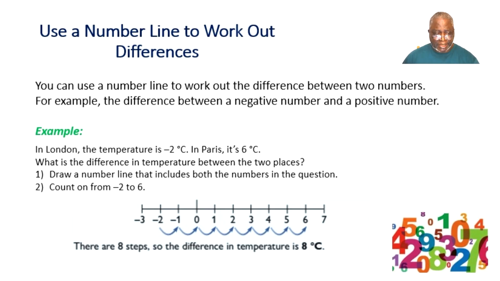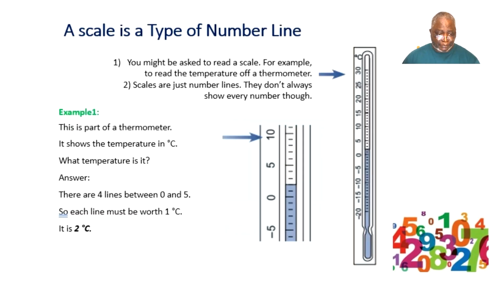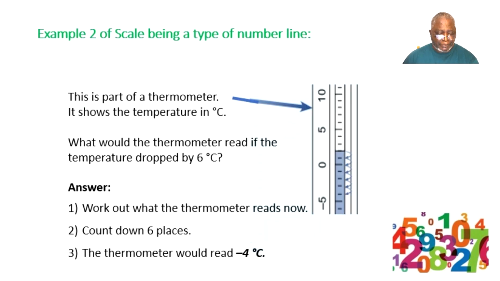So don't forget that. So if we look at this example, the thermometer is showing 2 degrees Celsius. Now if you want to do a calculation, each line must be what? 1 degree Celsius. So the thermometer is showing 2 degrees Celsius. Let's look at this example. What would the thermometer read if the temperature drops by 6 degrees from 2 degrees Celsius?